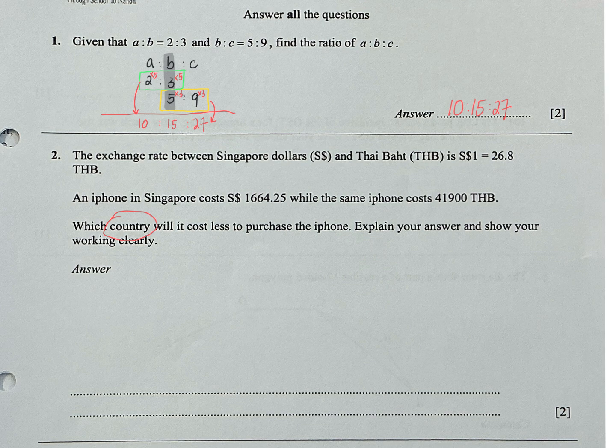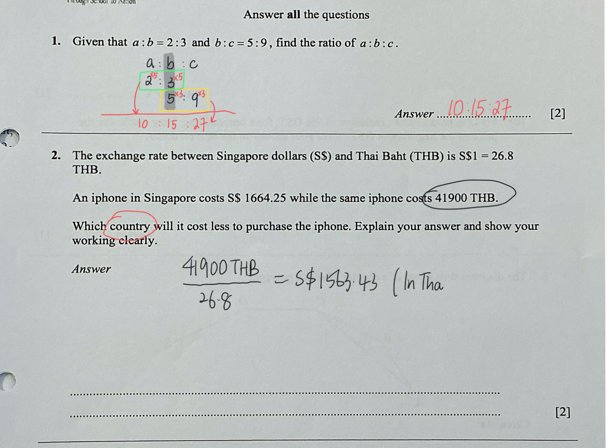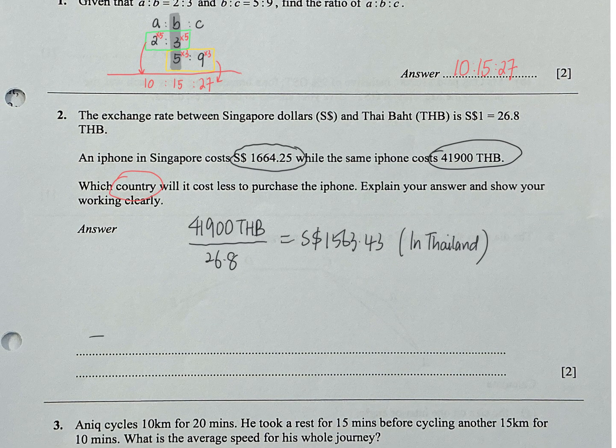So, first of all, many of you converted this to Sing dollar. You divided by 26.8 and you tell me that actually in Sing dollar, it's, I work out the answer already, 1563.43. That means in Thailand, when you buy this phone, okay, SGD costs about $1,563. But in Singapore, when you bought the phone, it is 1,663. So you can tell me which country will it cost less? It will be Thailand.